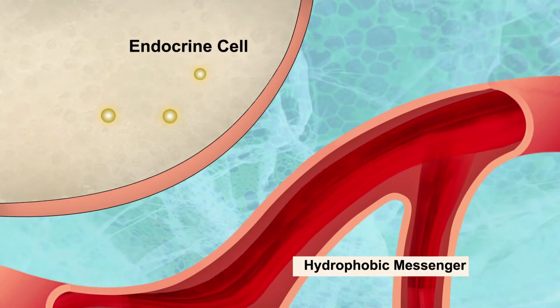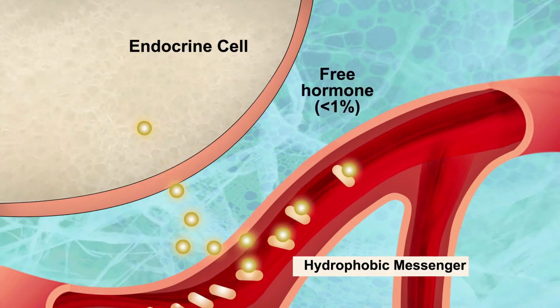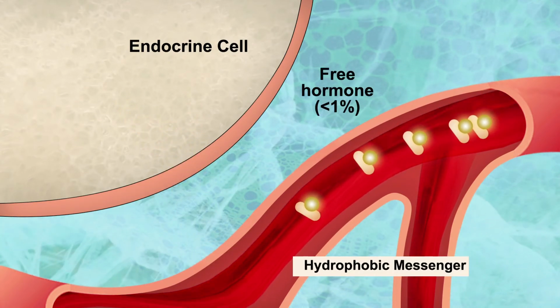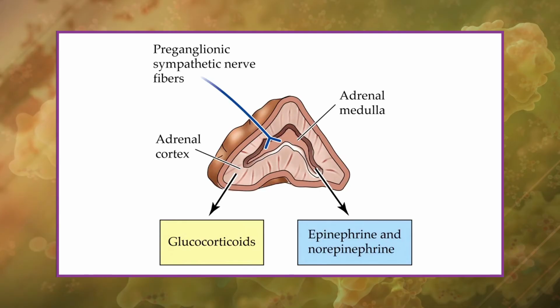After entering the blood, most of the thyroid hormones combine with plasma proteins, especially thyroxine binding globulin, which slowly releases the hormones to the target tissues. Epinephrine and norepinephrine are formed in the adrenal medulla, which normally secretes about 4 times more epinephrine than norepinephrine.